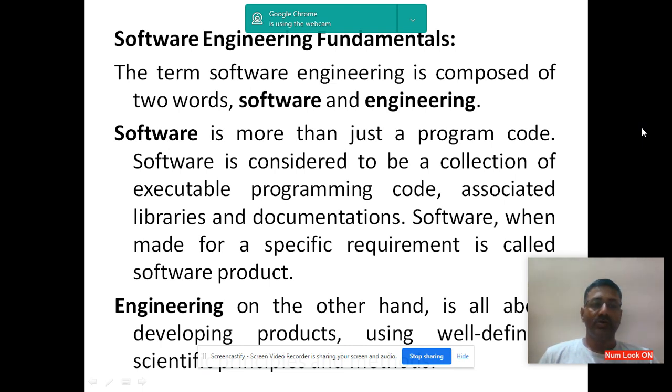Software engineering is composed of two words, software and engineering. Software is just a program; specifically, we use programs to solve small problems, so we need a program. A program is a piece of code. Whenever we want to solve a small problem, we create code, and that is called a program. Software is a collection of executable programming code, associated libraries and documentation, right? Software made for specific requirements is called a software product.